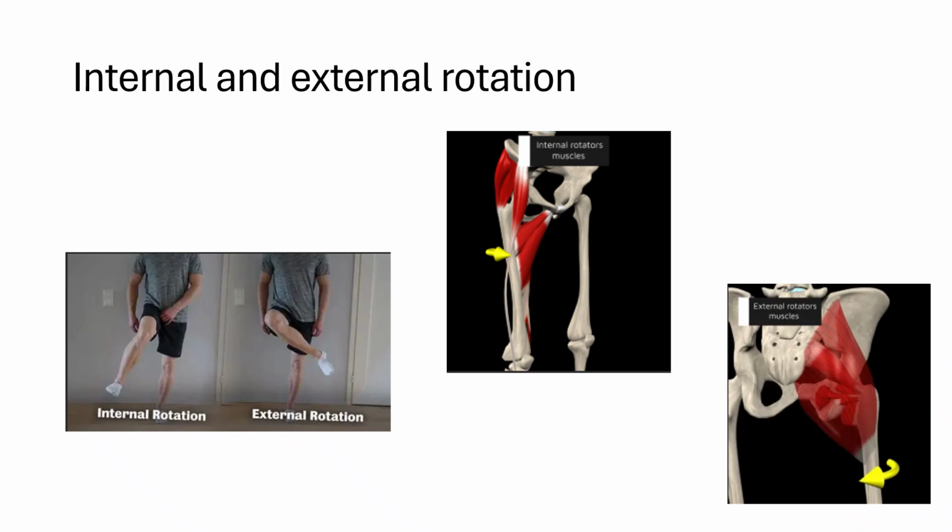There's not too many exercises that can strengthen these areas besides abduction and adduction exercises, but some of the muscles that are involved in these rotational movements are the gluteus maximus, the tensor fasciae latae, and then you have the deeper muscles that are under the gluteus maximus.